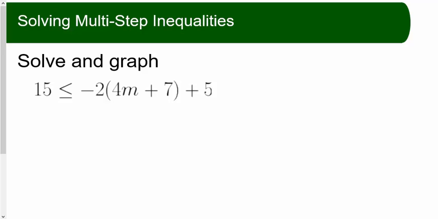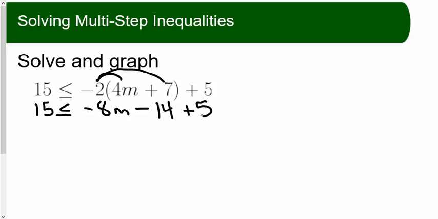All right, here's another example. It may look a little more complicated, but just think about what you would do when you solved an equation that looked like this. Right? First thing we would think about doing is simplifying this one side here of the inequality. So I've got 15 is less than or equal to, I'm going to use the distributive property. I'm going to multiply negative 2 times 4m and negative 2 times 7. So negative 2 times 4m is negative 8m. Negative 2 times 7 is negative 14. Then I'm adding 5.